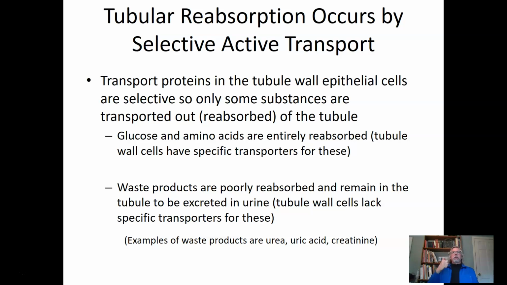I'm going to fit this into three categories. There are some molecules that are completely reabsorbed. Glucose and amino acids are a good example of that. Because they're completely reabsorbed, none of them are present in the urine. There are some molecules, solutes, that are partially reabsorbed. Water and ions are good examples of that. They may be almost completely reabsorbed, but not completely. A little bit of those end up in the urine.